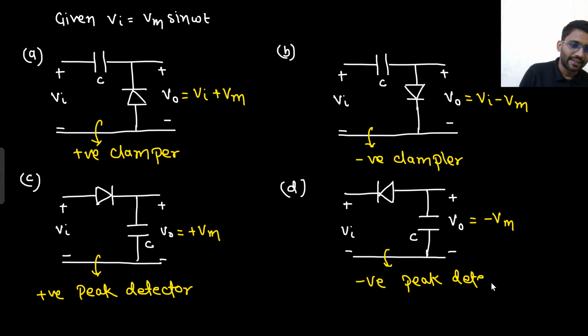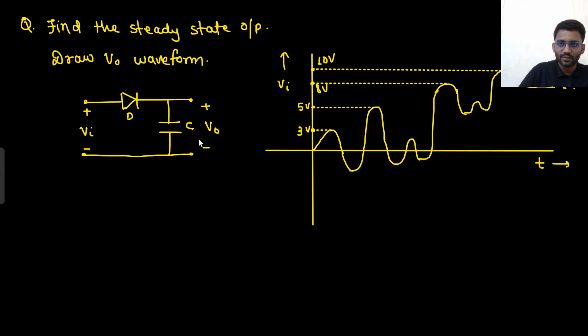So this is an important slide. These are the very standard circuits. This should be in your mind, that just by seeing the circuit, you should be able to tell what the output should be. This is a positive clamper, this is a negative clamper, this is a positive peak detector, this is a negative peak detector. That's it. Now let's move on to a good question.